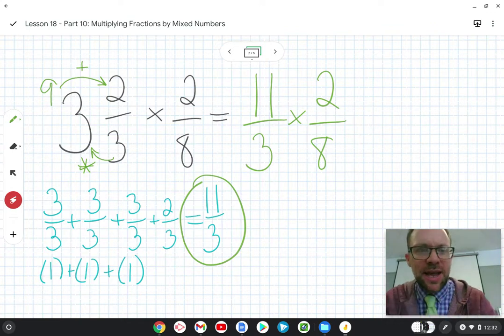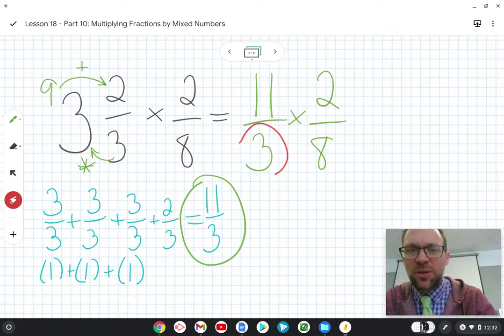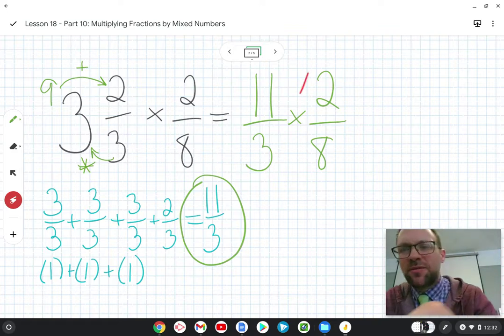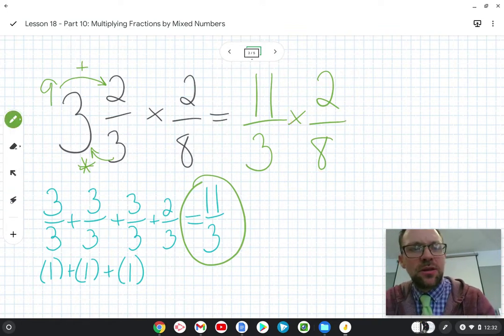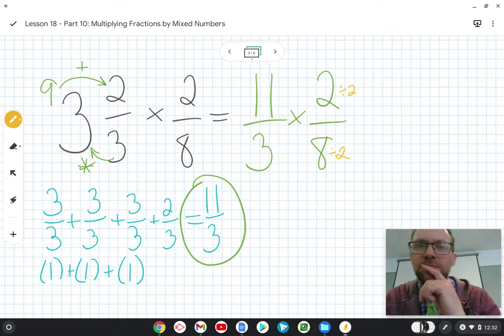Let's check diagonals first. 11 and 8. Can we do anything with that? No. How about 3 and 2? Can we divide 3 and 2 by anything? No. The only simplifying we can do is with 2 and 8. We can divide 2 by 2, and we can divide 8 by 2.